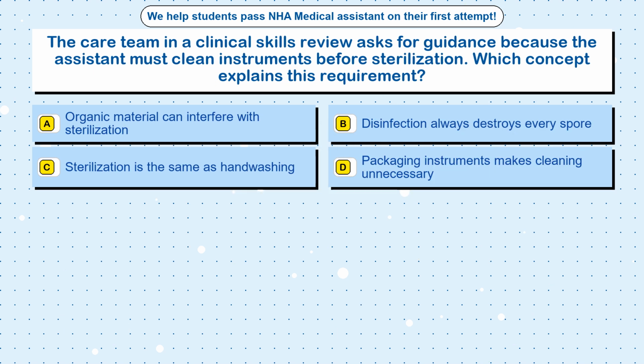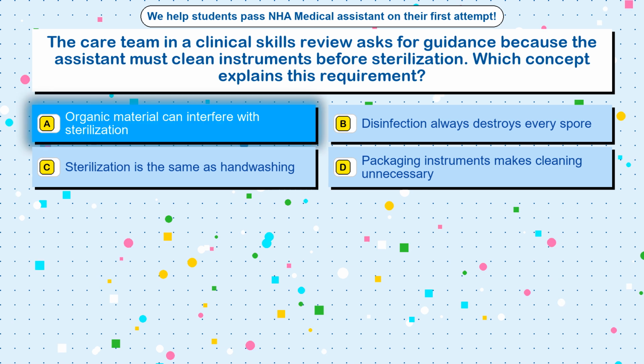Question 66. The care team in a clinical skills review asks for guidance because the assistant must clean instruments before sterilization. Which concept explains this requirement? Option A. Organic material can interfere with sterilization. Option B. Disinfection always destroys every spore. Option C. Sterilization is the same as hand washing. Option D. Packaging instruments makes cleaning unnecessary. The correct answer is option A.